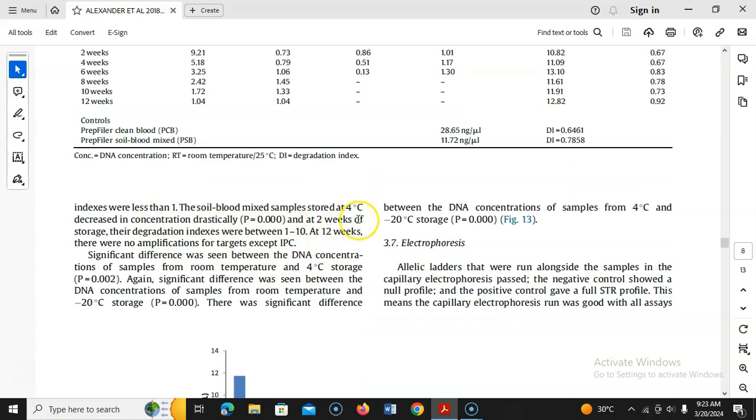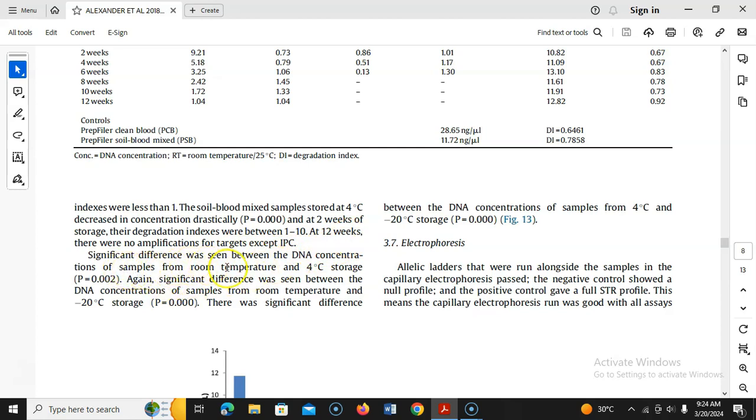Soil-blood mix samples stored at 4 degrees Celsius decreased in concentration drastically, and at 2 weeks of storage, their degradation indices were between 1 to 10. At 12 weeks, there was no amplification for targets except IPC, meaning the DNA had degraded drastically.